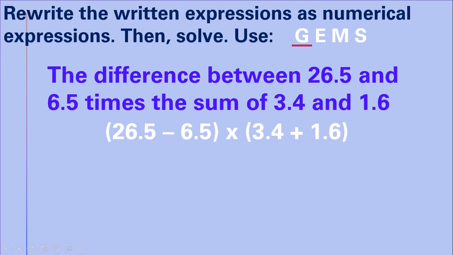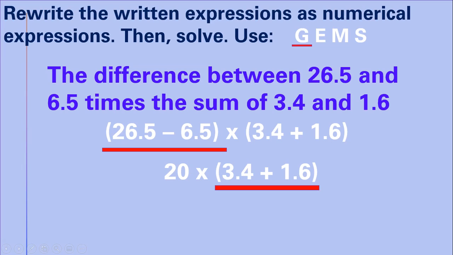So we're going to start with the one furthest to the left, which is 26 and 5 tenths minus 6 and 5 tenths, which equals 20. Now we can do the second set of parentheses, 3 and 4 tenths plus 1 and 6 tenths, which is 5. There's no more grouping symbols and there's no exponents. So we're moving on to the M for multiplication and division. We see we have 20 times 5, which is 100. The value of this expression is 100.